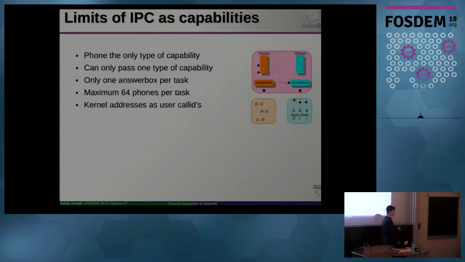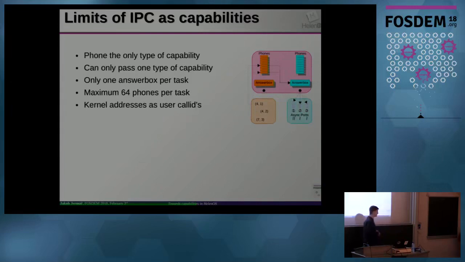Now, what are the limits? Because I said it's analogous to Mach, but it has limitations. The limitations of the state which existed about a year ago: phones were the only type of capability. There were no other objects that were somehow usable with this. And it was only possible to pass one capability, which was the IPC connection. There was only one answer box possible per task, which is different from Mach, which can have multiple ports owned by a task. And there were some hard limits.